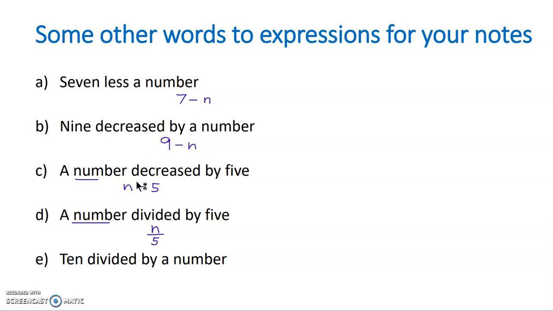And E, we have 10 divided by a number. So the 10 is coming first, so we're dividing it by a number. So for the division, you're going to follow the order of how the words are going.